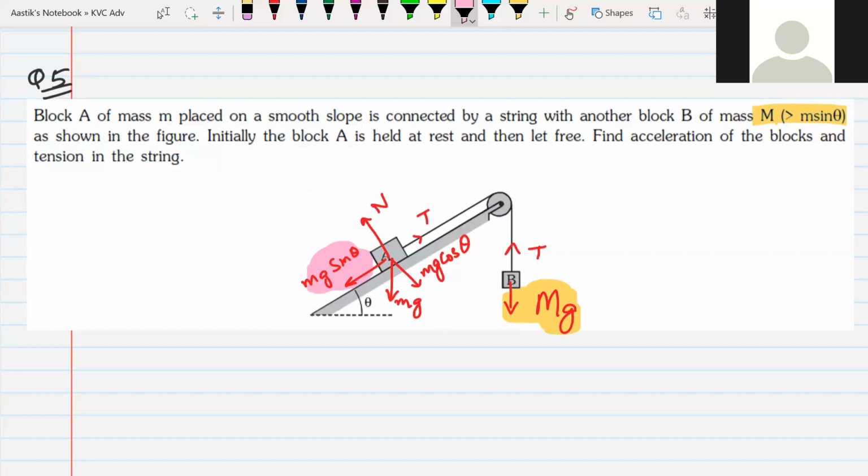Sir, acceleration. Yes, beta. Sir, acceleration is equal to capital M minus small m sin theta into g by capital M plus small m. Well done. That is correct. Good, good. And then once you get the acceleration, you should be able to find out the tension in the string. Yes or no? Yes, sir.